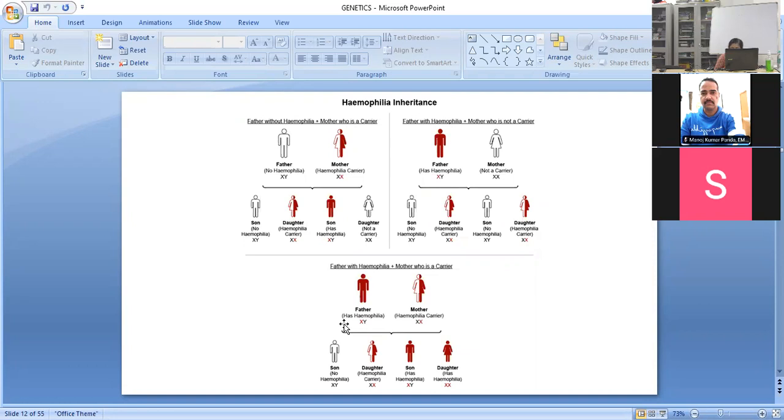And here, as both father and mother have the trait, the father is expressing it and the mother is a carrier, so one of the daughters will express this particular disease. So these are the different scenarios we can put into options with different case considerations.